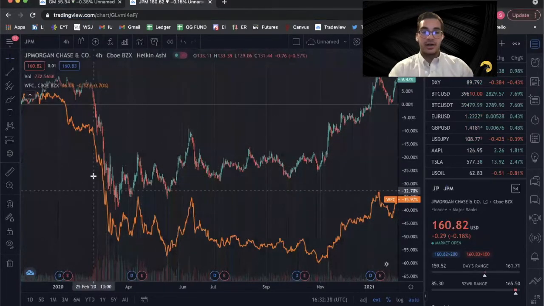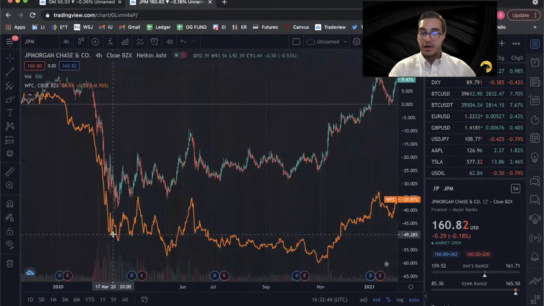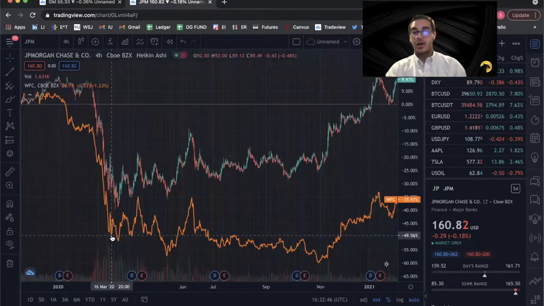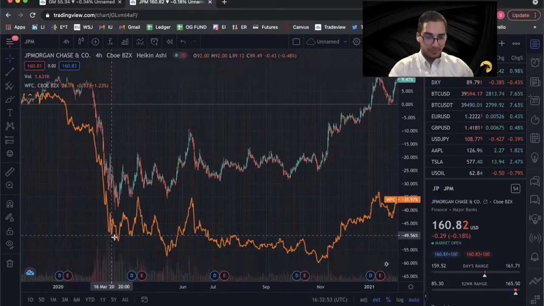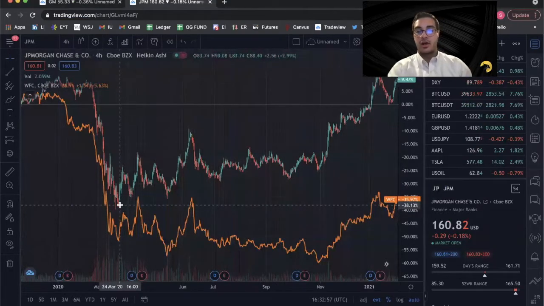Another example is JP Morgan and Wells Fargo. What we see here is during the COVID-19 pandemic in March of 2020, when the whole market was selling off, Wells Fargo got hit substantially harder than JP Morgan, as JP Morgan is seen as a stronger banking company at the moment. Wells Fargo was down over 50% when JP Morgan was down in the upper 30%.